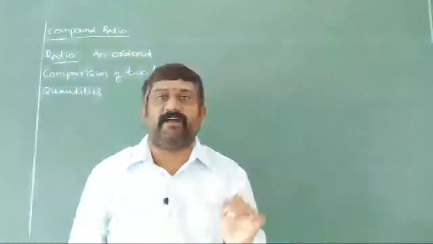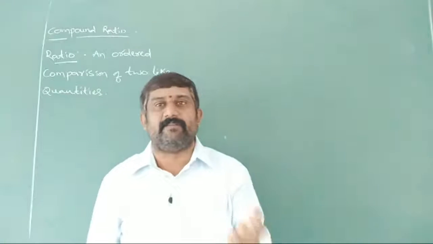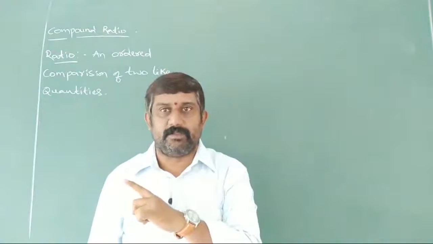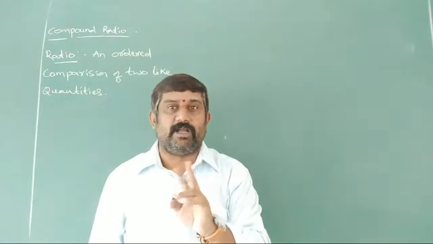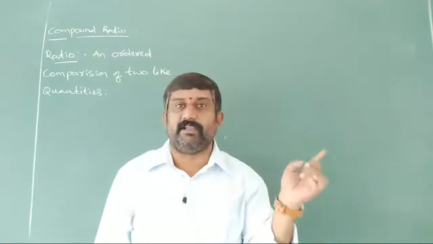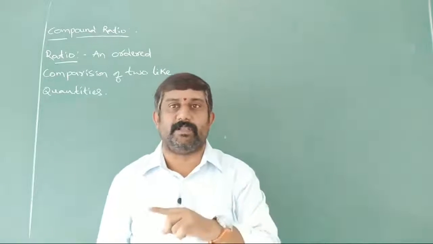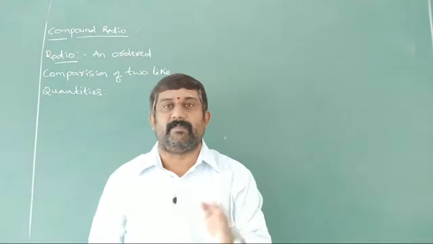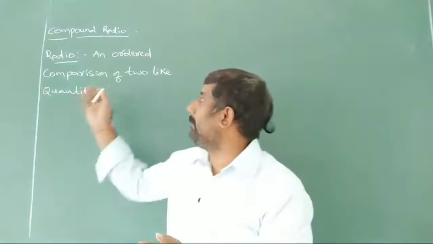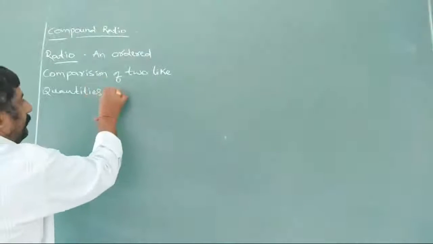Because suppose I take an example here: compare 8 liters of milk with 750 milliliters of milk. If you observe the units, both quantities are the same, both are milk, but the units are different here. This is in liters, this is in milliliters. Either you have to convert milliliters into liters or liters into milliliters. We are making the given quantities into the same units first of all. That's why we get an ordered comparison of two like quantities in same units. If you want, you can write in same units also.